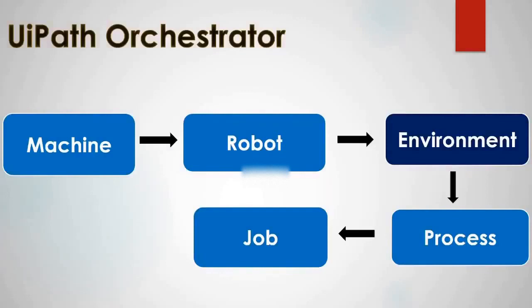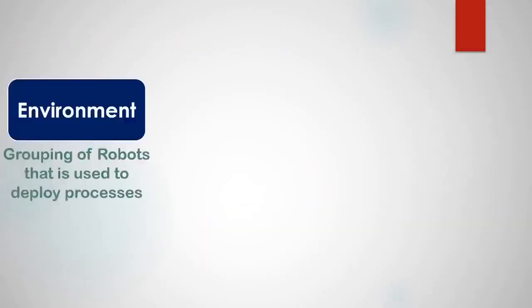And the next step in the process is to create an environment. So what is this environment? Environment is used for grouping of robots that is used to deploy a process. So let's quickly create an environment to understand this better.